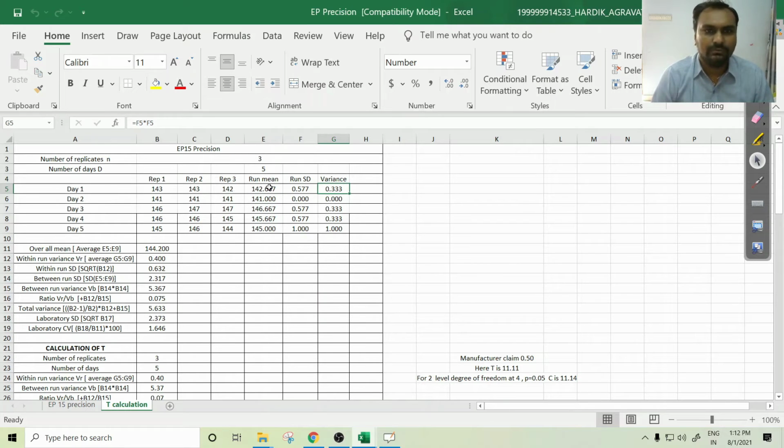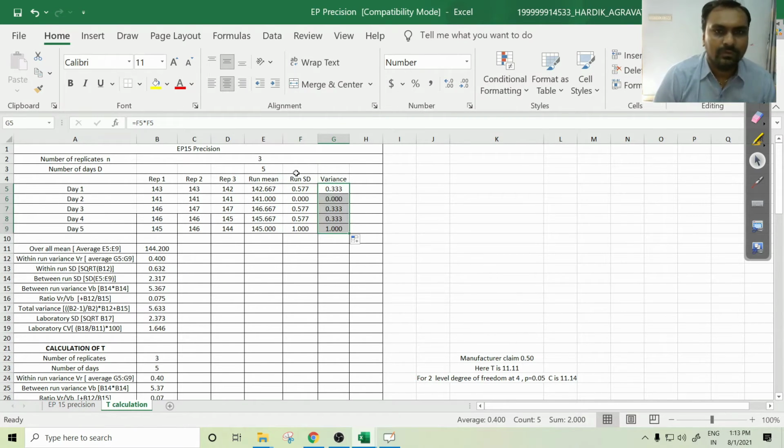You have to replicate this for the 5 days. So what you can do is just click on this and drag it till day 5. Okay, so you will get all the 5 results. Same you can do for the within-run SD and within-run variance.